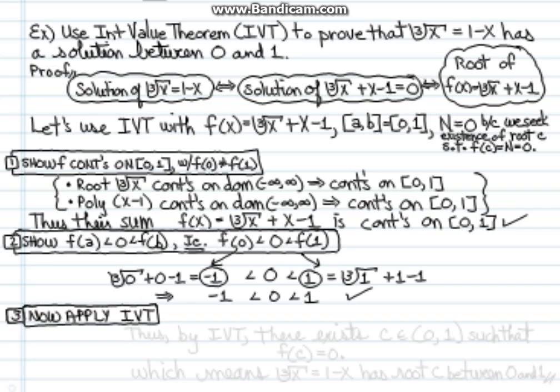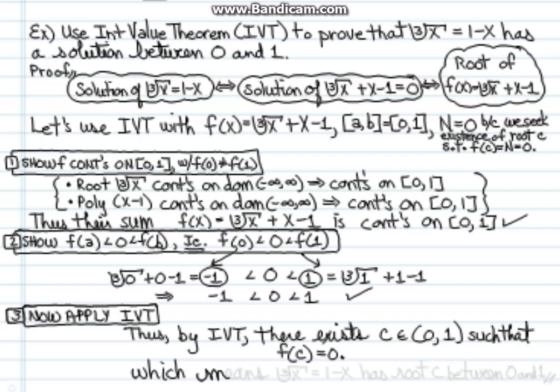Thus, by the intermediate value theorem, there exists some value x equals c on the open interval from 0 to 1 such that f of this c is equal to 0. Now, what does that mean? That means that the cube root of x equals 1 minus x has a root x equals c between 0 and 1. So we're finished.